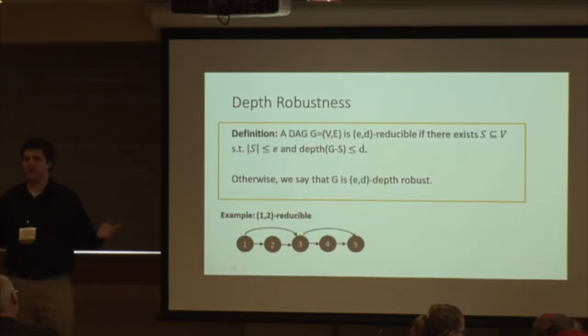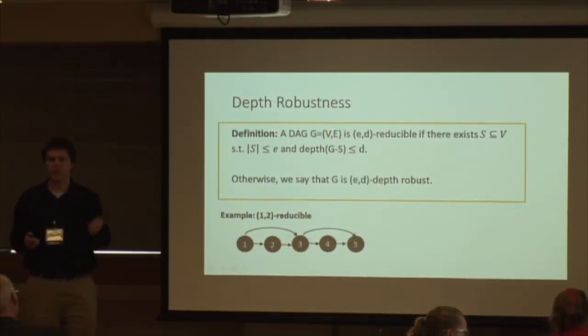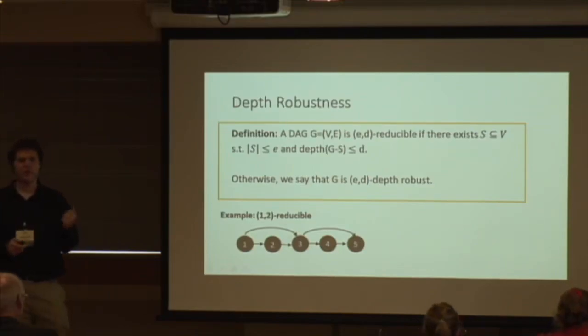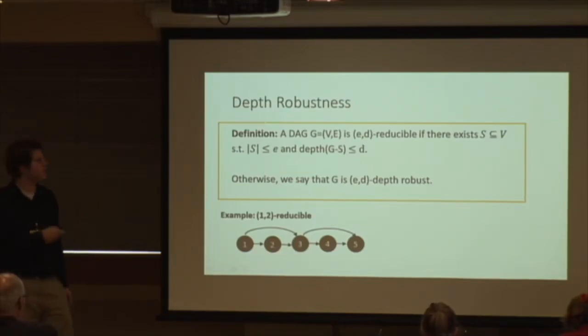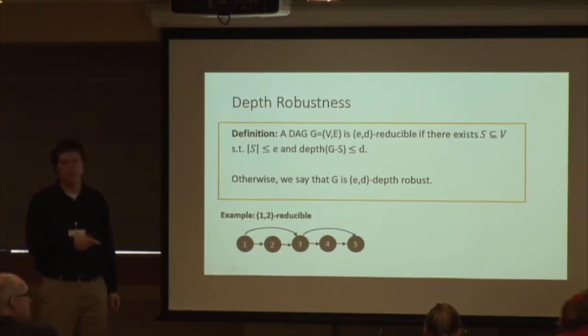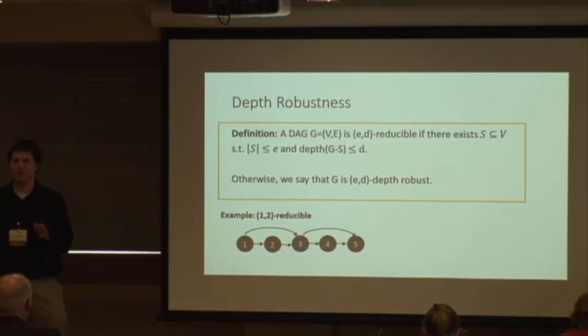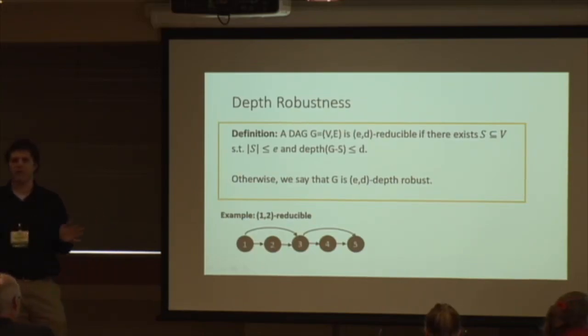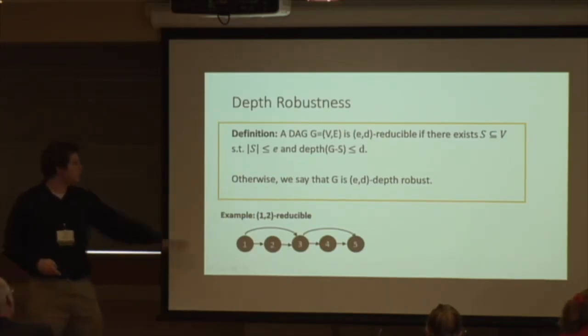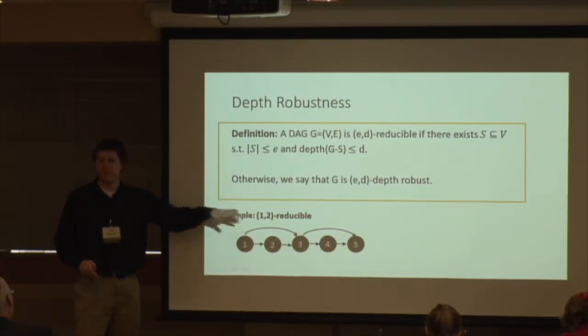So, what is this key property, depth robustness? Well, to define depth robustness, let me introduce its opposite, depth reducibility. We say that a graph is (e,d) reducible if there's a small subset of vertices such that by deleting these vertices, the longest path in the remaining graph is short. So here's an example of a 1-2 reducible graph.